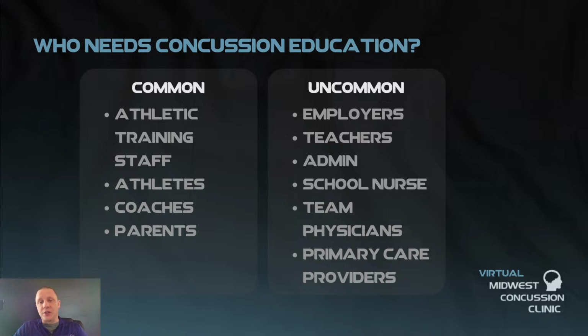The common people that most people understand need some education when it comes to concussions are, number one, the athletic training staff. If you're in charge of helping them navigate the concussion world and the concussion recovery world, you better have a good understanding of what needs to be addressed or covered with a concussion. The second is athletes. Athletes need to understand what's happening, what the risks are, what the potential injuries are, things that we need to be on the lookout for, and what it involves when an athlete gets injured.